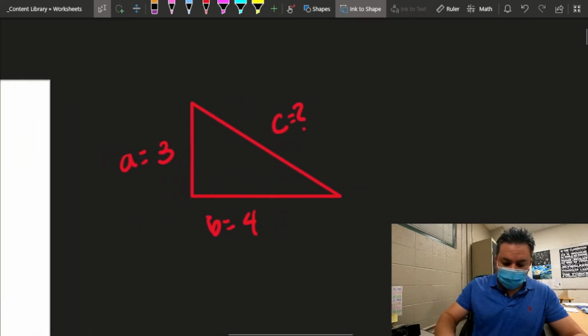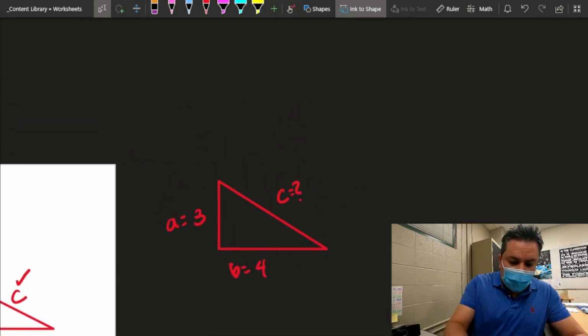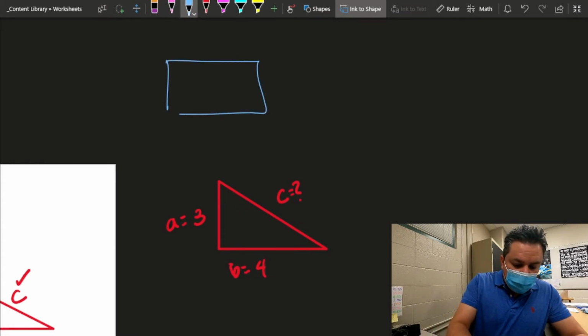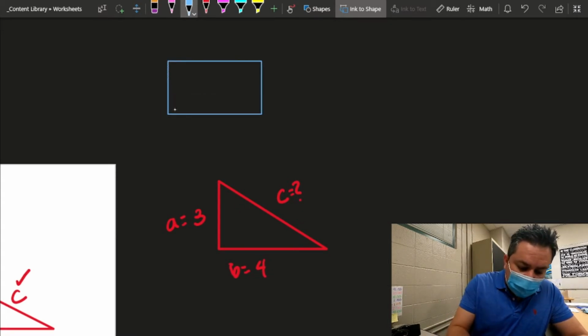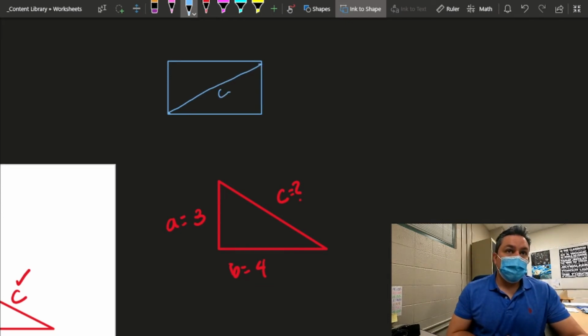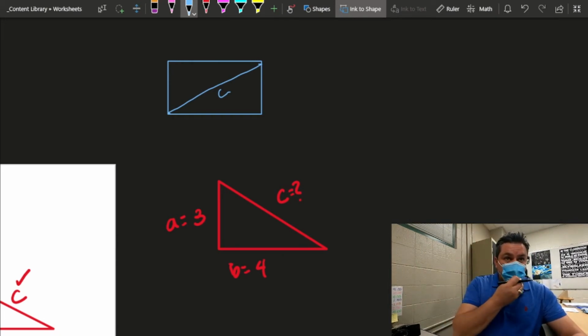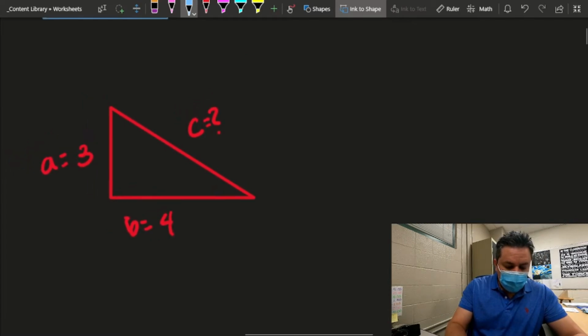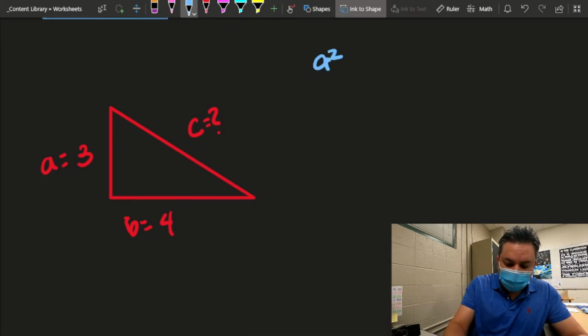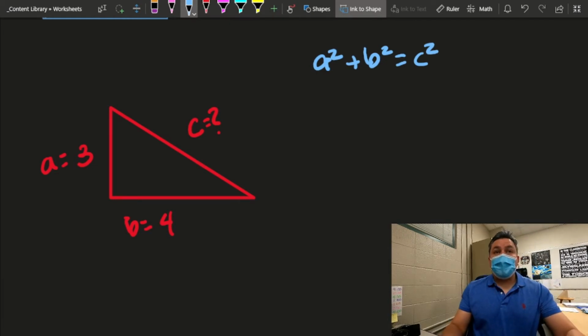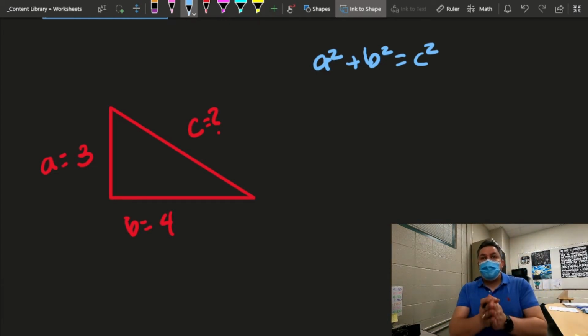Just to recap a little bit, if you have a rectangle, the line in the middle is C. Now it's broken into two triangles. That's why it's a diagonal. So I'm going to use the Pythagorean theorem, a squared plus b squared equals c squared, to find my missing value. All I have to do is substitute the values of A and B to find C.